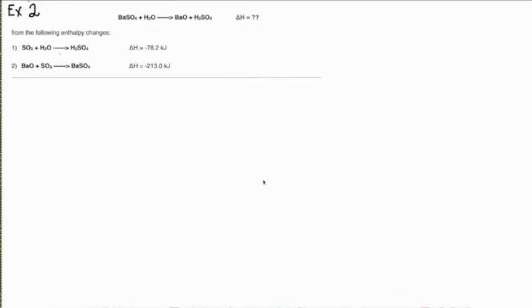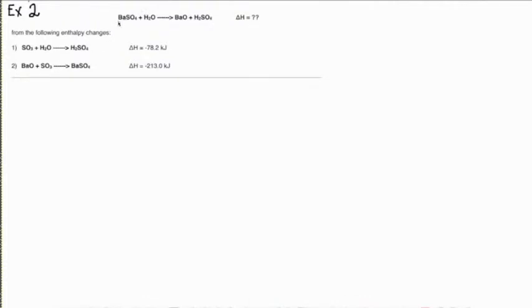Okay, this is example 2 of Hess's law. We have barium sulfate plus water gives us barium oxide and sulfuric acid. And we're going to calculate this in 2 steps. So let's just go through and see what we have that we can work with.